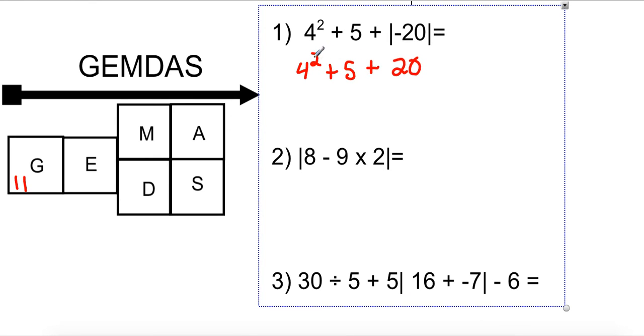I'm going to see here that I have exponents. I also have addition. Exponents take priority, so I'm going to solve that first. 4 squared gives me a value of 16 plus 5 plus 20. And because I just have one operation here, it's just simply addition, I'm going to add these together. So I have 16 plus 5 is 21, and 21 plus 20 gives me a solution of 41.